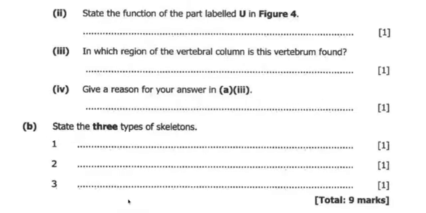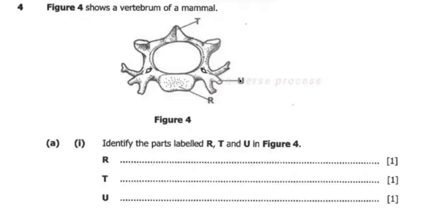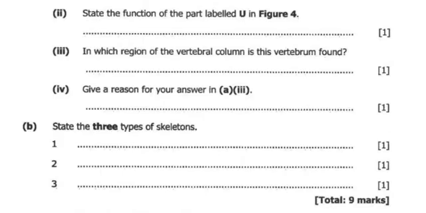Then the next question is saying state the function of the part labeled U in figure 4. So let's see part U. We know that part U is the transverse process. What is the function of the transverse process? The function of the transverse process is for the attachment of the limbs and attachment of muscles. So you can just say attachment of muscles or the limbs.